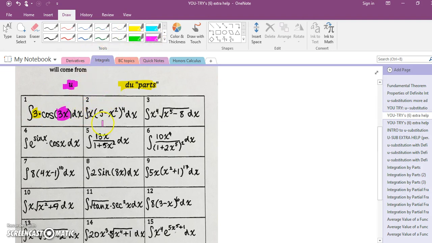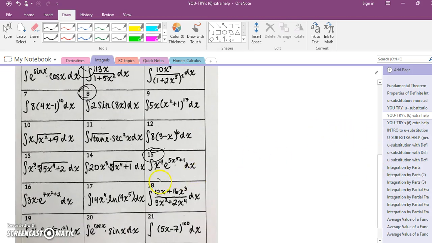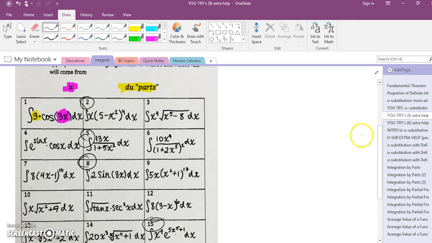How about the next one? Notice that the 6 U tries are from this half sheet. They are numbers 2, 5, 8, and then 15, 18, and 20. So that's where I got those 6 U tries, just so you know. Let's take a look at this one here. If I let U be 1 plus 5x squared, then the derivative of that is 10x. I don't have exactly 10x, but I can manipulate it to get 10x.